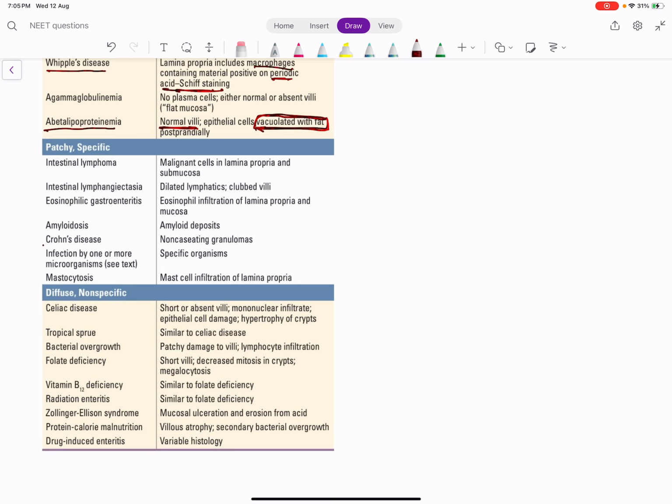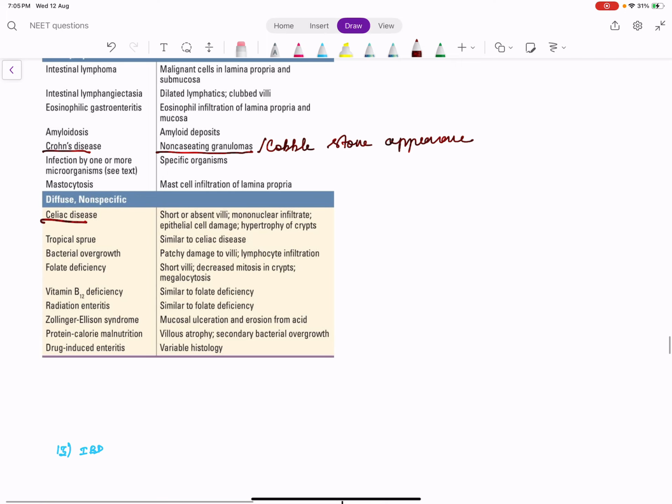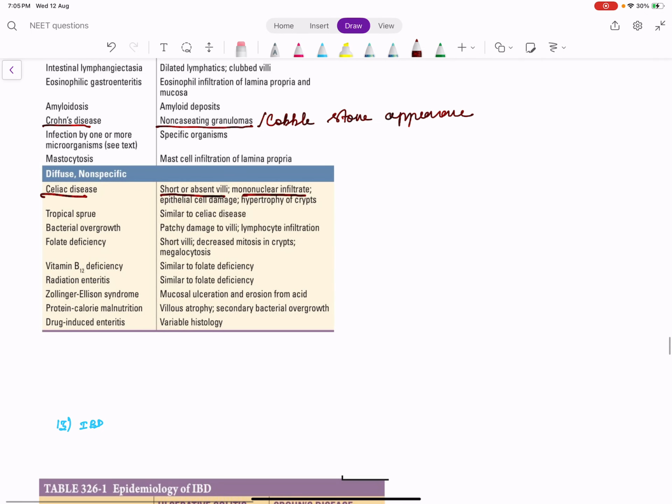And what about Crohn's disease? It's a non-caseating granuloma and we have something called cobblestone appearance. What about celiac disease? Villus atrophy, and there is lymphocytic infiltration. Like H. pylori causing MALToma in the stomach, celiac disease can also cause MALToma in the duodenum. So celiac disease produces multiple symptoms. There are multiple points to remember.